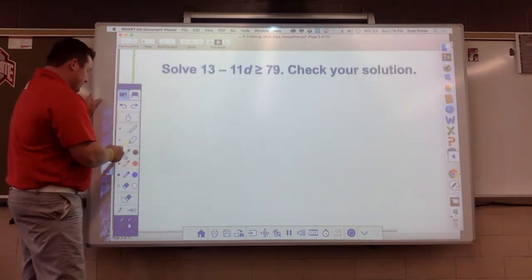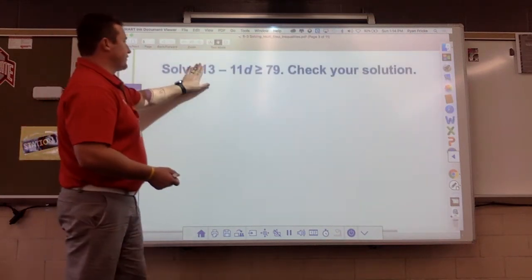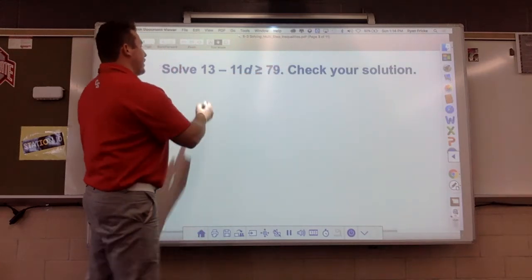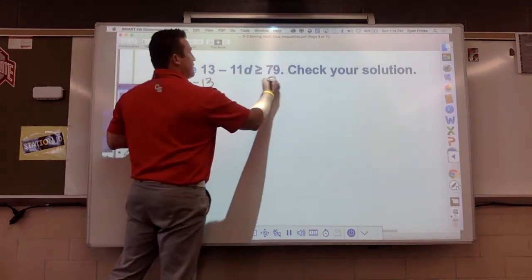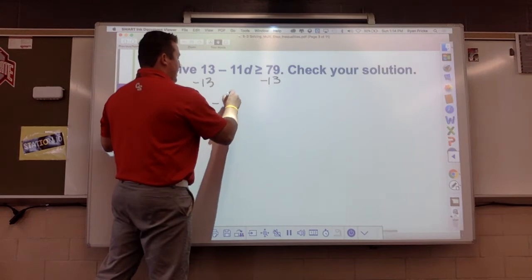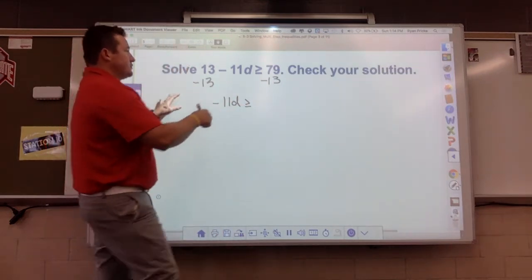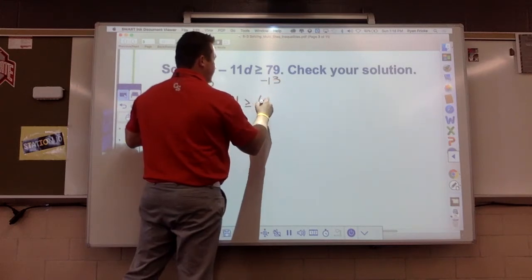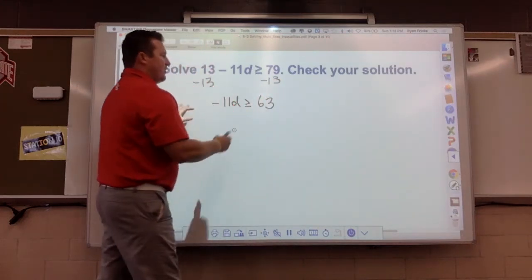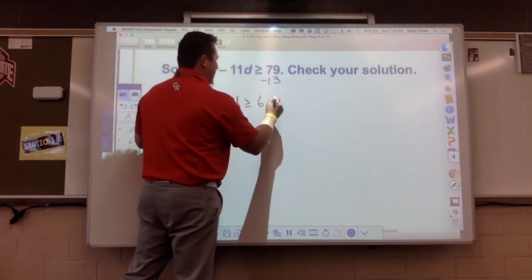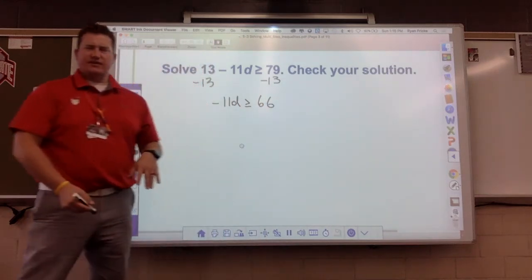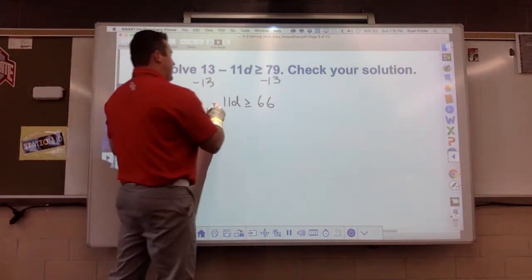Here's that. Check your solution. We can do this again. First step is to subtract 13 here. Right? Subtract 13. Negative 11d. Ooh, we finally get a less than or equal to. What is this going to turn into? 63? No. What was that? 66. Goodness gracious. Okay. Divide by negative 11.